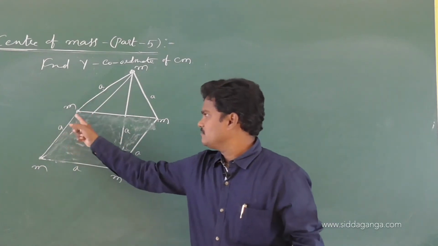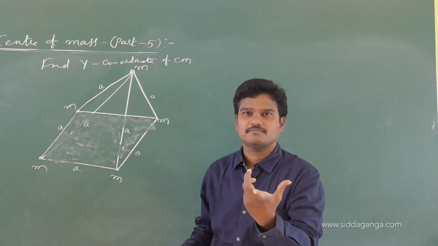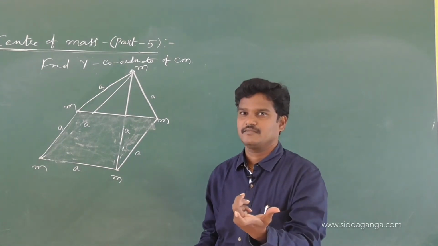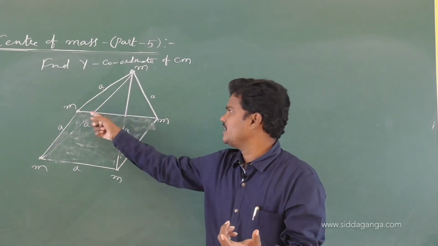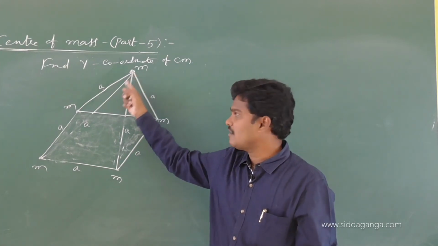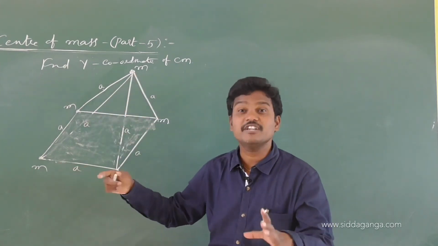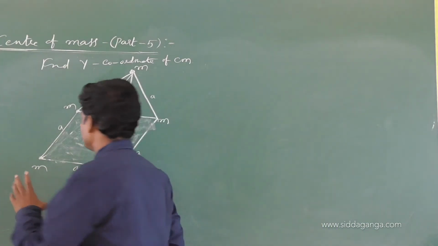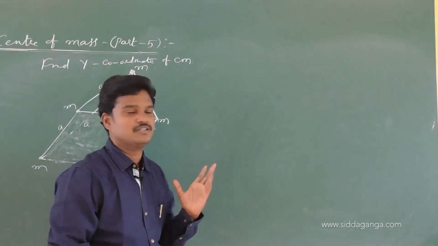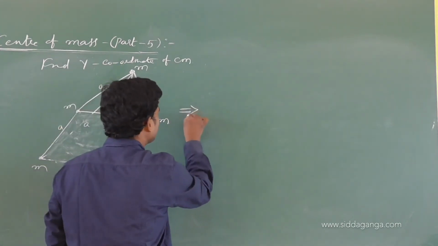Join all these 4 as a single mass. Take all these 4 particles as a single mass object, because all are equidistant from this particle. From this mass, all these 4 are equidistant. So because symmetry is there, all these 4 you join and combine as a single mass. So let me draw an equivalent diagram.